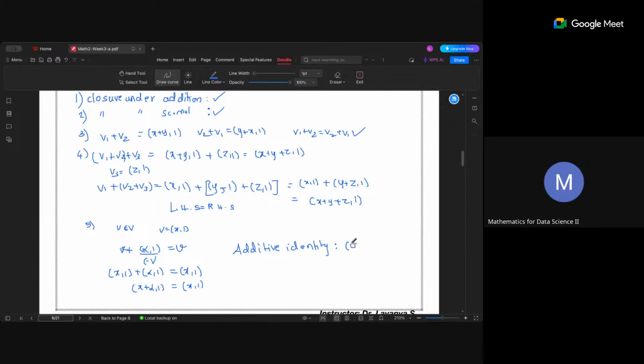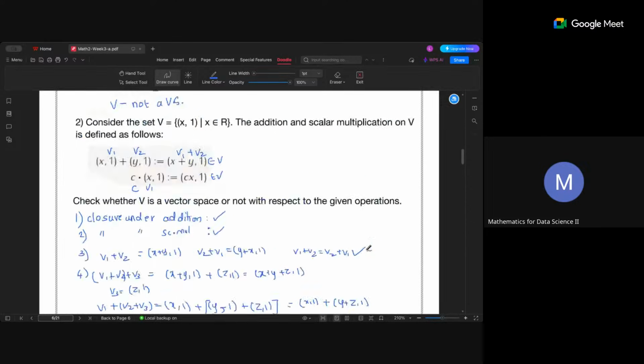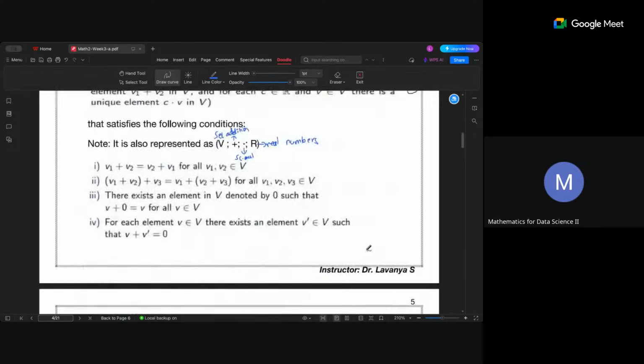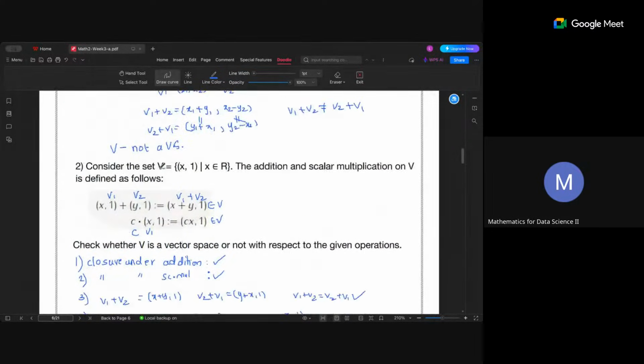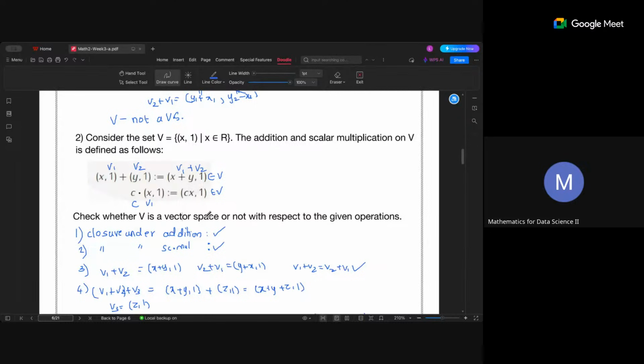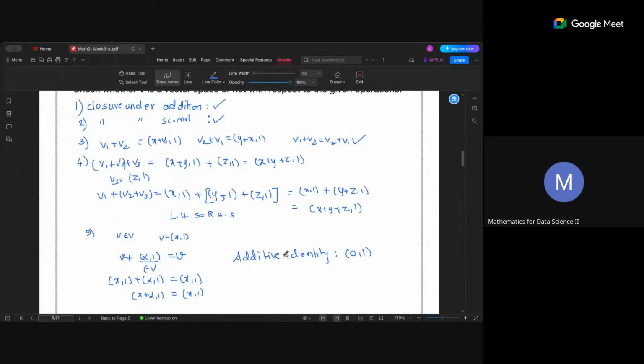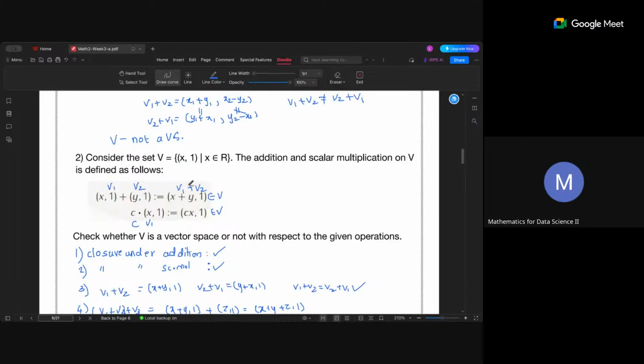So here the additive identity is 0 comma 1. That's why, when I was telling you, somewhere the 0 element was given. You should not think that the 0 element means it is all 0, 0, 0. No. The additive identity can vary depending on how the addition and scalar multiplication are defined. So for example, here this is the additive identity and 0 comma 0 is not the additive identity. In fact, 0 comma 0 does not even belong to this set.